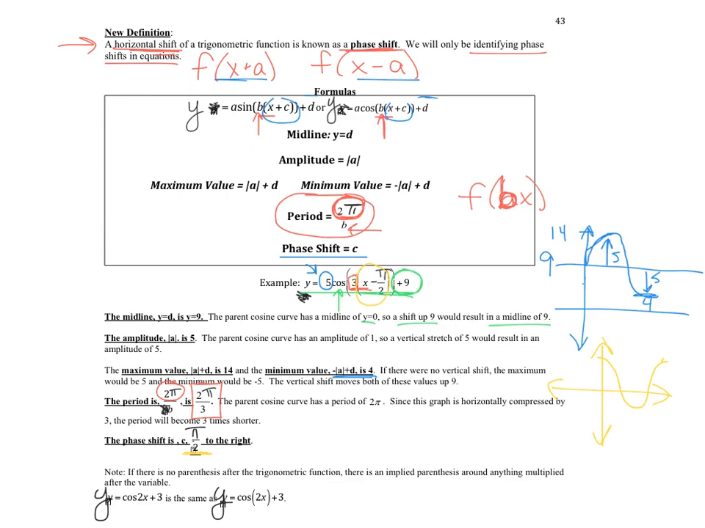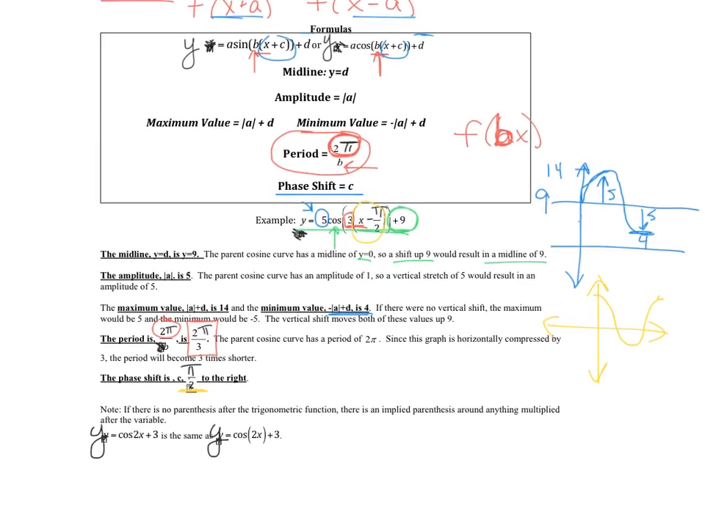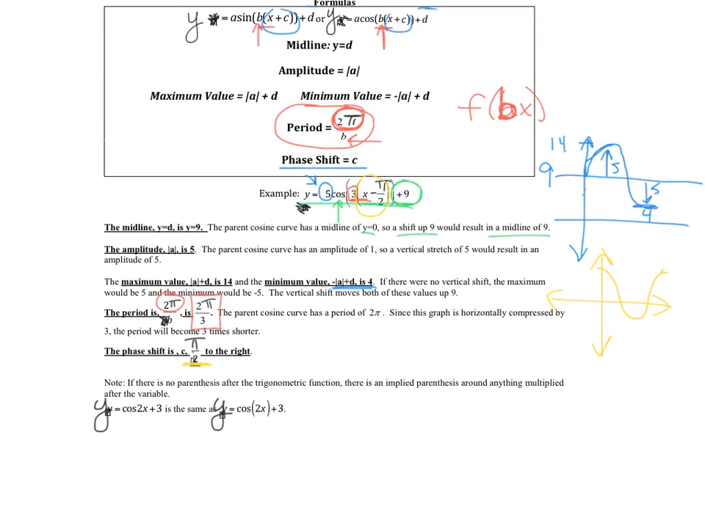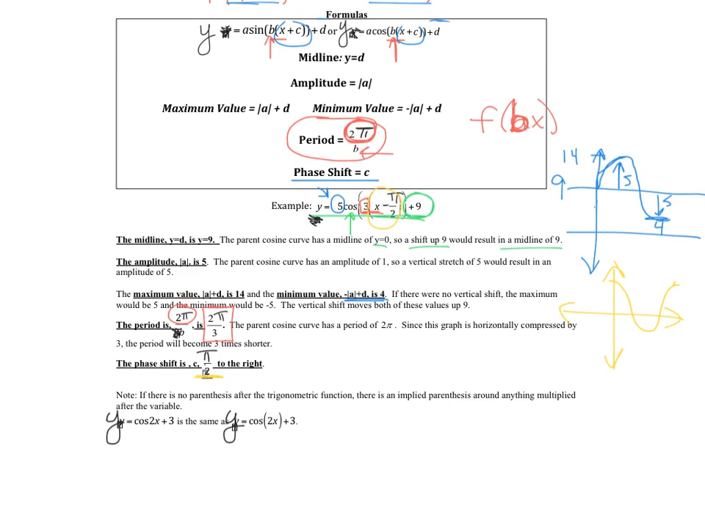One other small comment that's important, if there are no parentheses after the trig function, so if you see cosine of 2x plus 3 like you see here, the parentheses is just around what's multiplied.